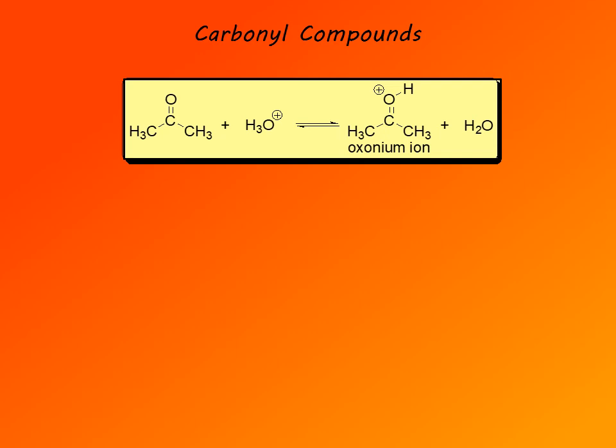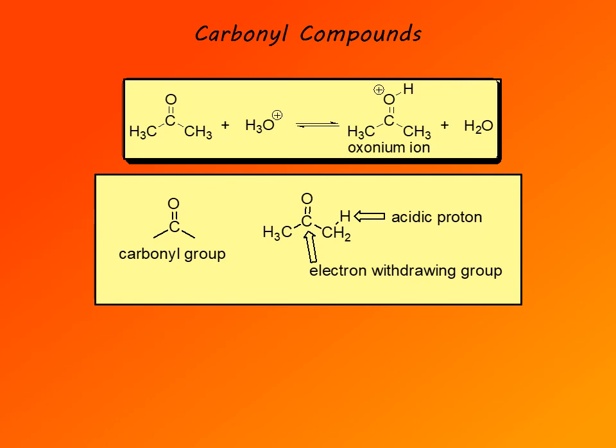A free electron pair from oxygen can form a bond to a proton, so the oxygen acts as a base to give the corresponding oxonium ion. We have already seen that oxonium ions are acids, so in this case the oxonium ion is the conjugate acid of the starting carbonyl compound. Now, to act as an acid, a carbonyl compound must have a neighboring carbon with a proton, and so the proton on the neighboring carbon, on the carbon next to the carbonyl group, is the acidic proton.